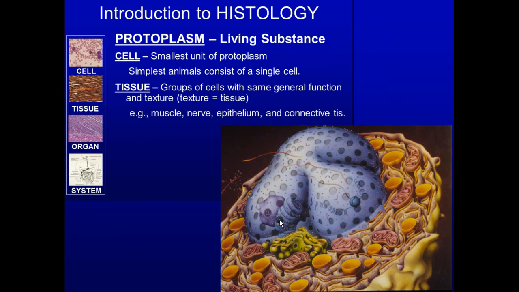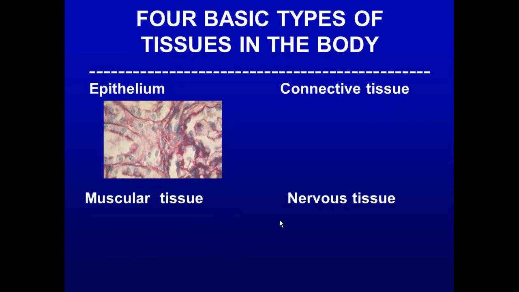Now, as I mentioned too, the smallest unit of life is a cell. Protoplasm, the living substance, the smallest unit is a cell. When you have multiple cells doing the same function, that is a tissue. And there are four different types of tissue. We have epithelium, and that's what you see in a neighbor. You look at the epidermis, which is the outer layer.